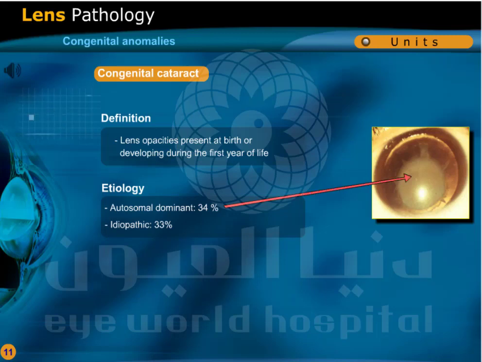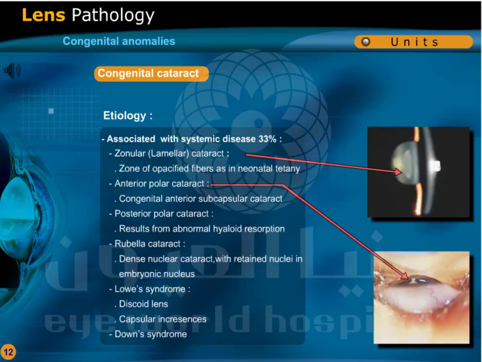Congenital cataract. Lens opacities present at birth or developing during the first year of life. It is an autosomal dominant condition in 34% of cases or may be idiopathic in 33%. Congenital cataract may be associated with systemic diseases in 33% of cases.